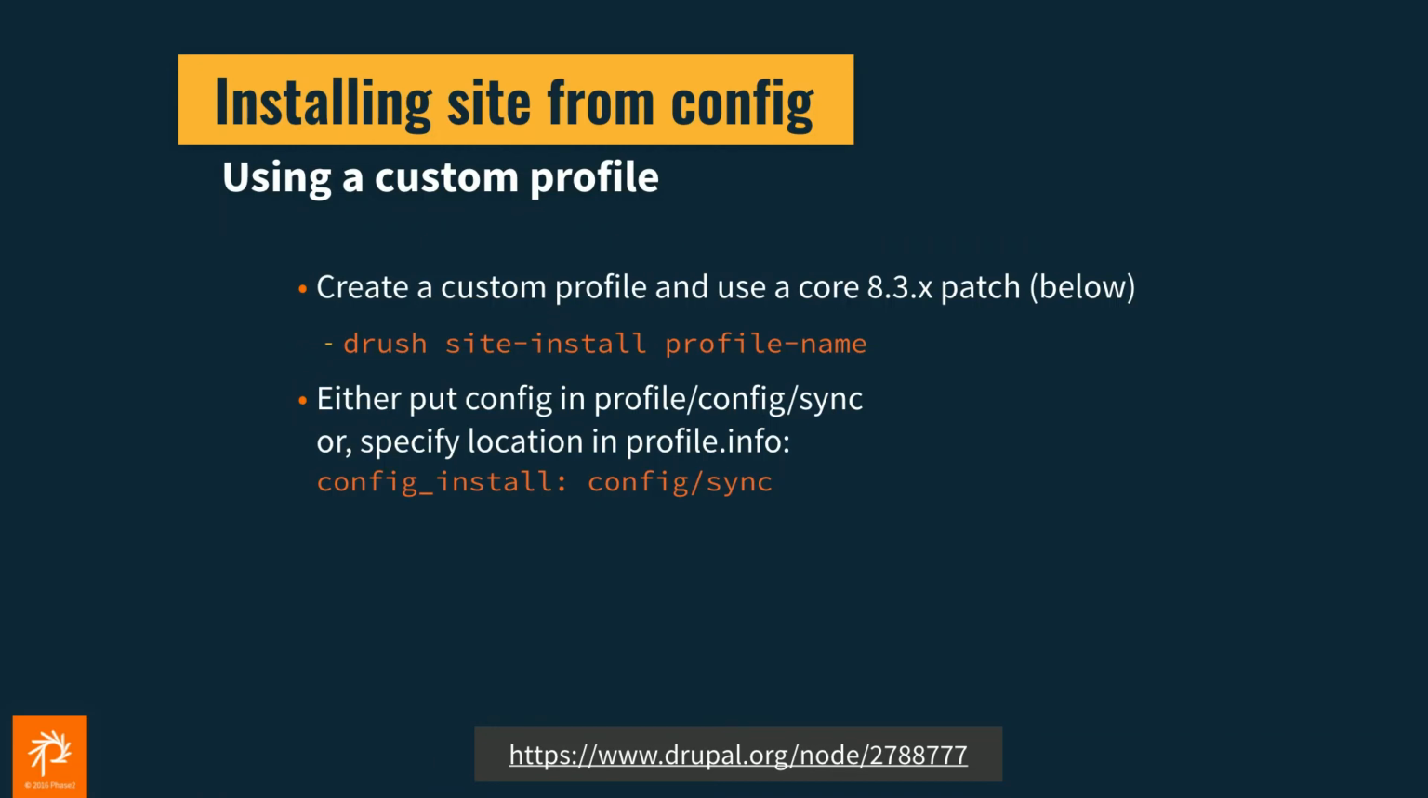You know how you normally put your initial config in the config/install directory? Instead of config/install, you put it all in config/sync, and it will actually load from there automatically, without even using the config_install key. So the config_install key is an override for that default.